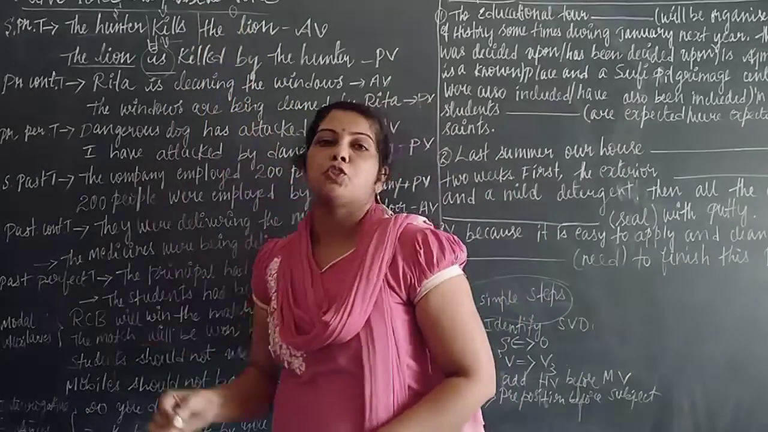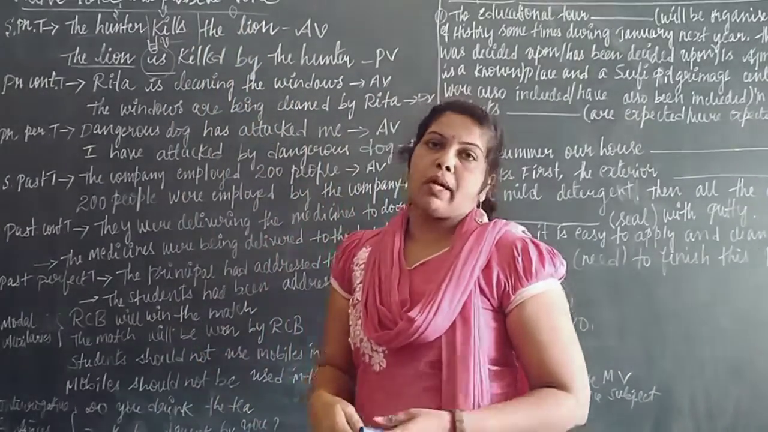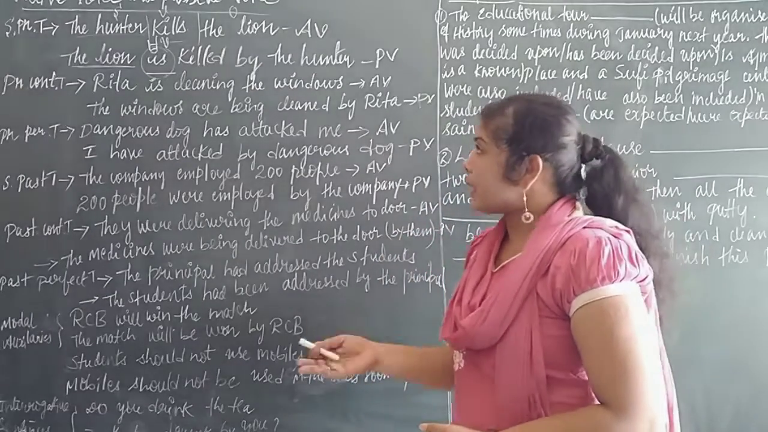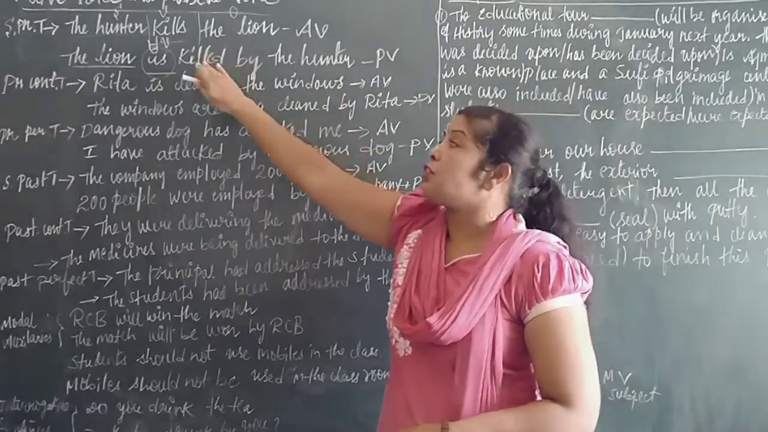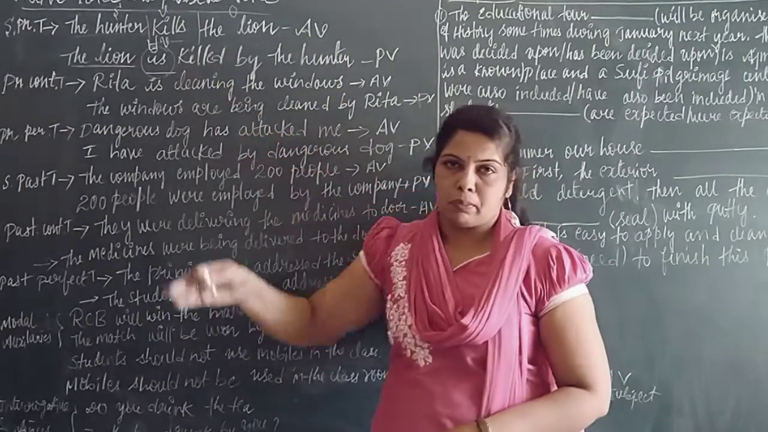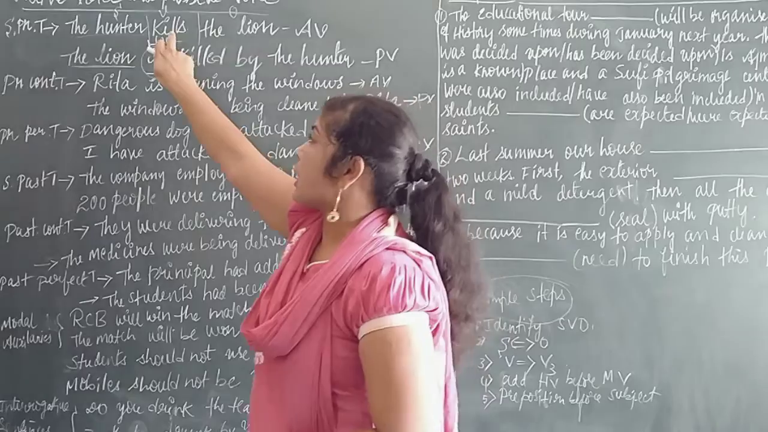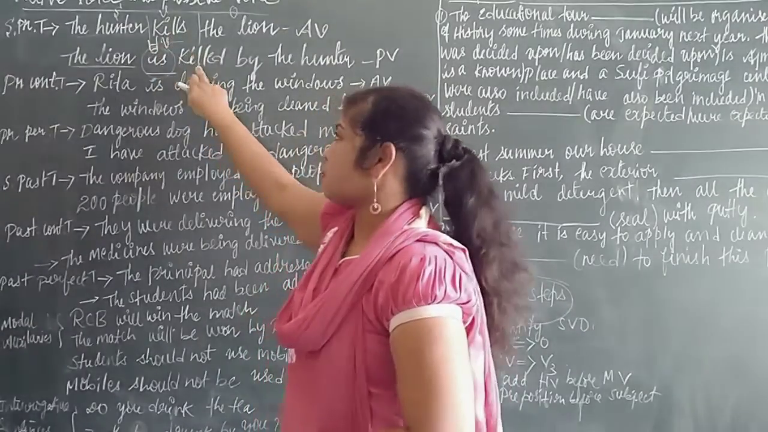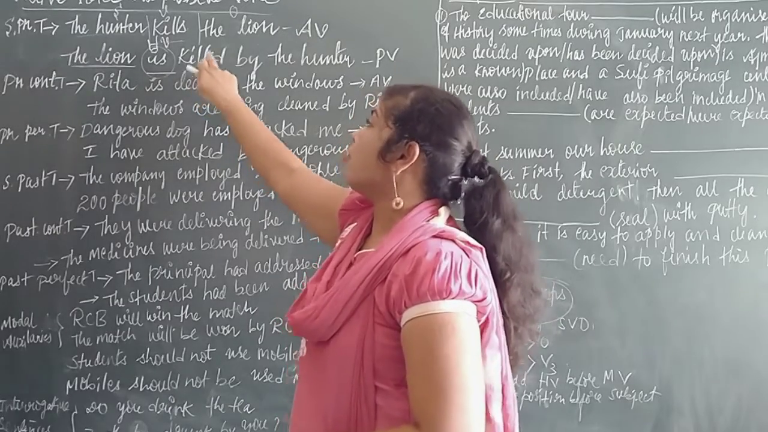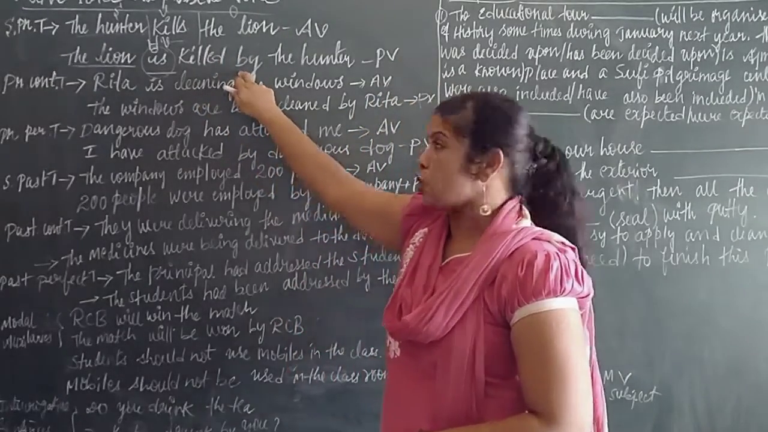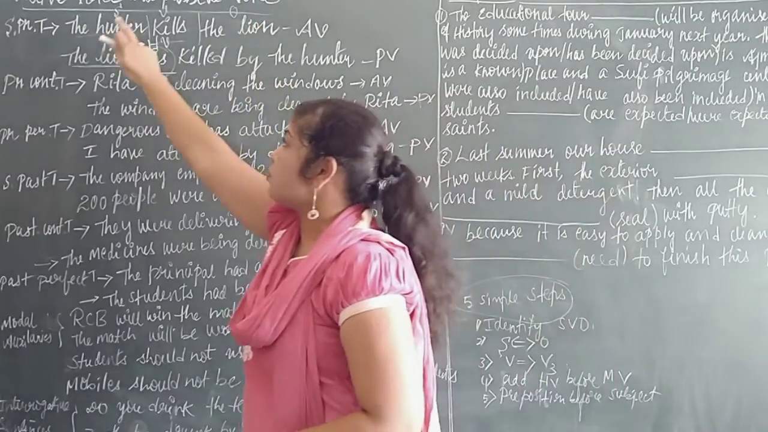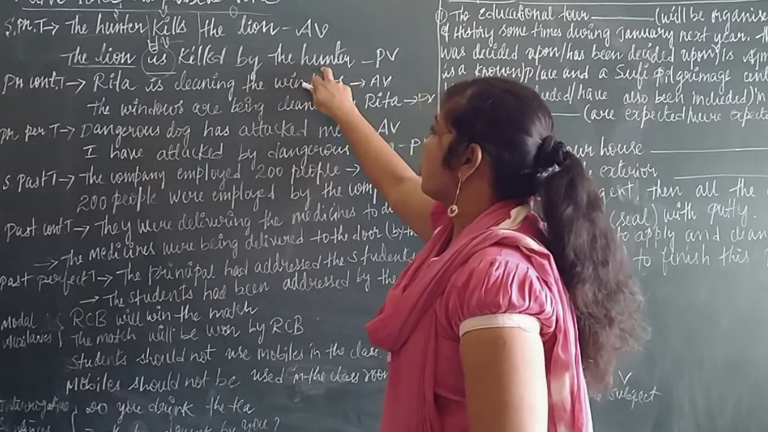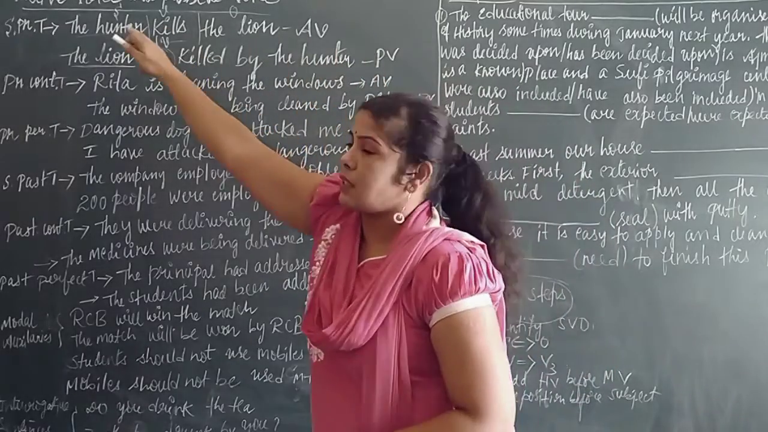In active voice, you may have any form of the verb. You may have either present tense or past tense or past participle form, whereas in passive voice, we always have to use the past participle form of the verb. So, for kill, the past participle form is killed. Then we have to add the preposition by. Then the subject of this sentence, the hunter, you have to use here. So, the passive voice sentence is complete.